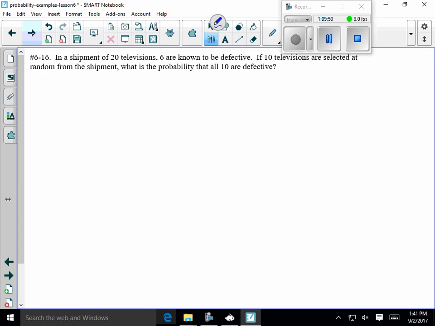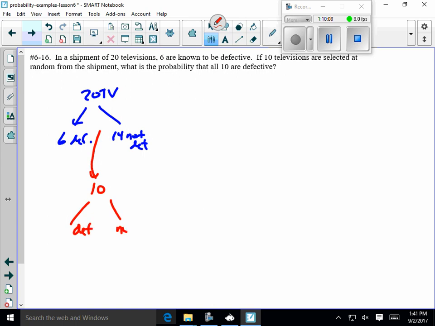All right, so when I'm looking at this problem, I'm kind of picturing this. There's 20 TVs, 6 of them are defective, right? That means that there are 14 that are not defective, that are good, right? And I'm going to select 10 out of all of this, and some of them are going to be defective and some of them are going to be not defective, okay? Which really means that we're going to have to select the not defective ones out of the 14 not defective ones and the defective ones out of the 6 that are defective. So we're trying to find the probability that all 10 are defective, right? So that would be 10 here, all 10, and 0 are not defective, okay?